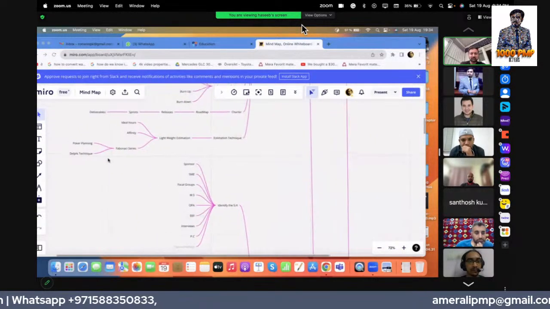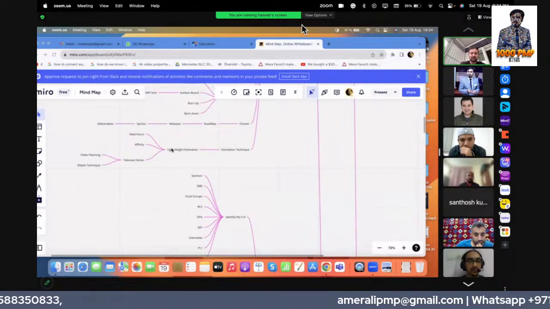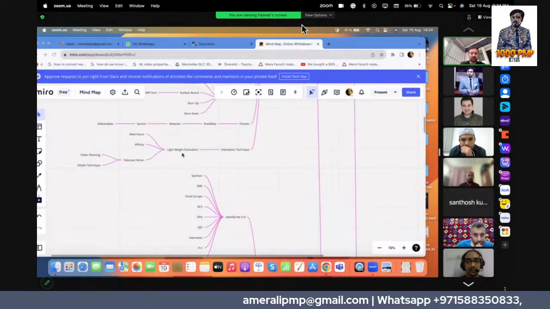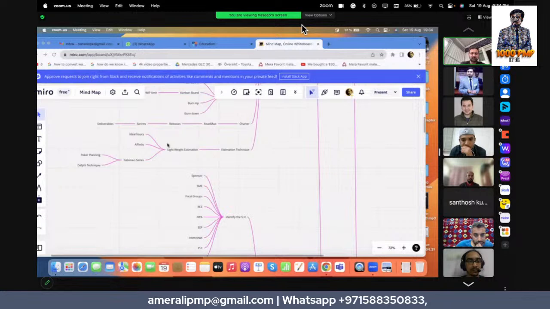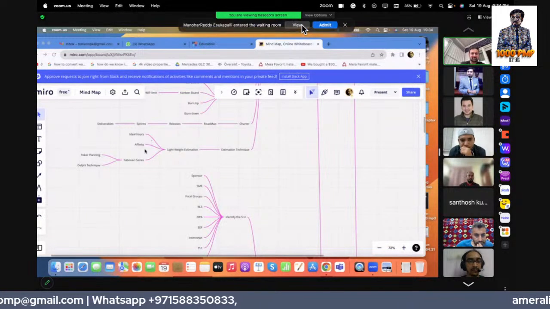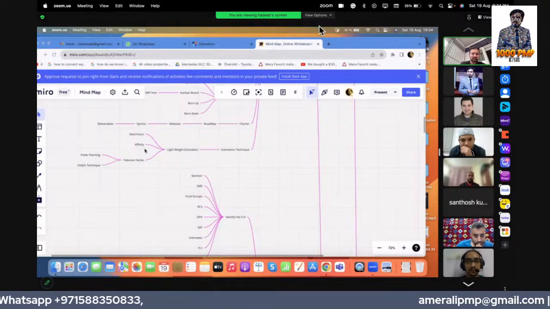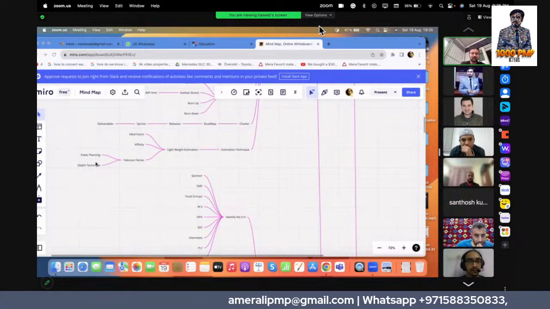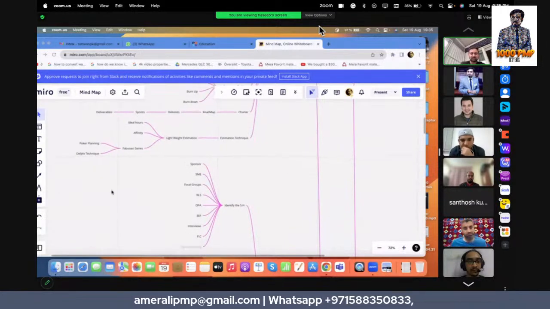We use lightweight estimation techniques because the requirements are not clear and the scope could be variable. So in agile, we use lightweight estimation, which could be ideal days, affinity, T-shirt sizing, and the Fibonacci series, which is mostly used, which is planning poker, and the Delphi technique, where the Scrum Master takes the lead.